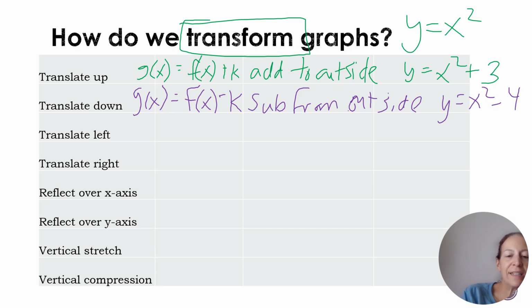Now, to translate to the left, this is where it is a little counterintuitive. To translate to the left, you're going to go inside the function. Okay, so you're not going to have f of x and plus or minus something. You're going to have f of x, and then what you're going to do is going to happen inside of the function. To translate to the left, you might think that that is going to be subtraction, but it's not. It's adding, and we're going to use an h there.